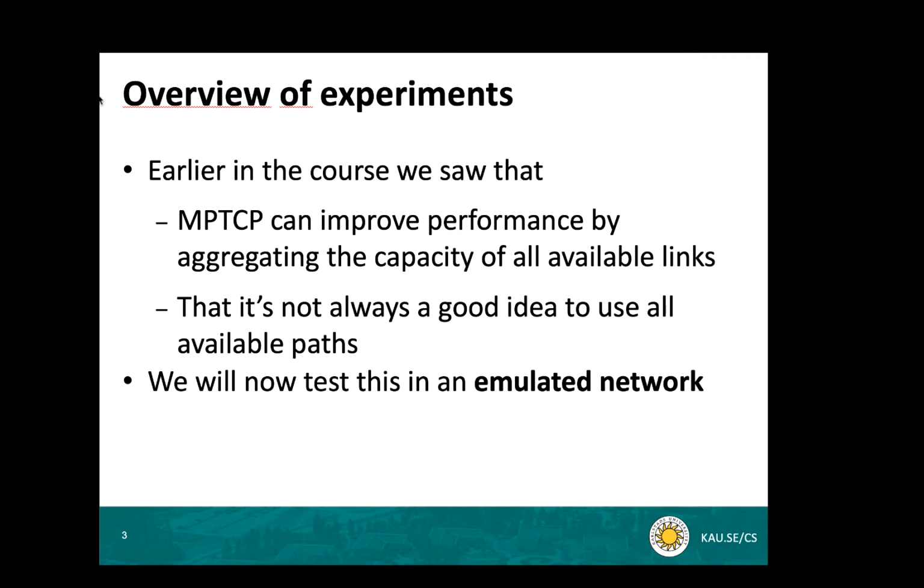So the overview of the experiments is that we have seen that MPTCP is capable of aggregating capacity over multiple paths. And this works well with symmetric paths, but with path asymmetry there are some scenarios where we don't get so good performance. So we will test this in an emulated network environment. We will both show the gains that we get by link aggregation, and we'll also see what can happen to the throughput if we have path asymmetry.